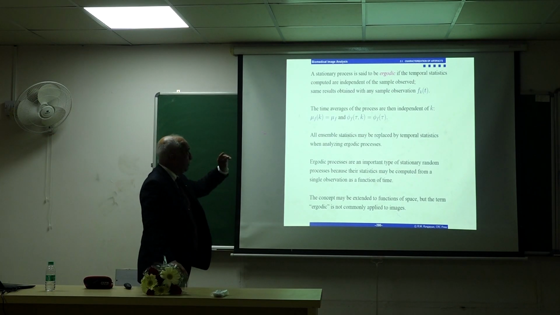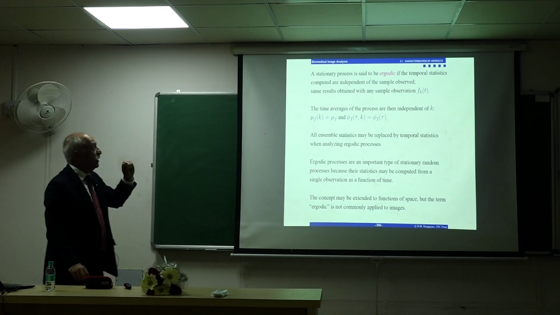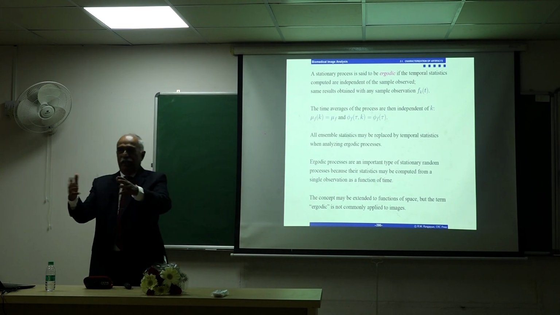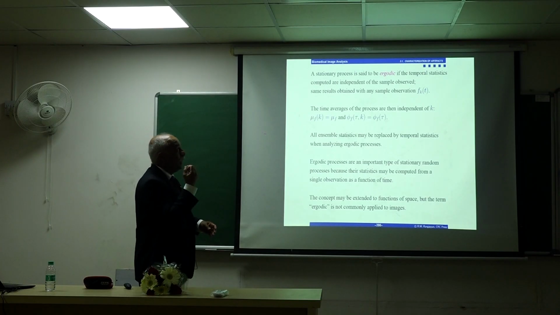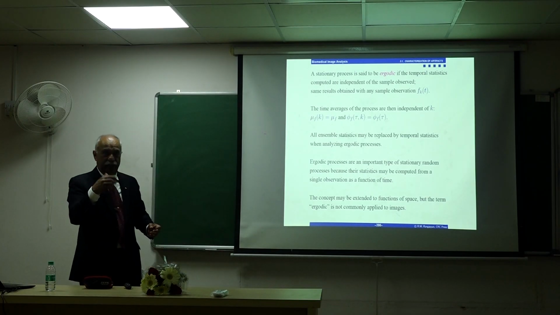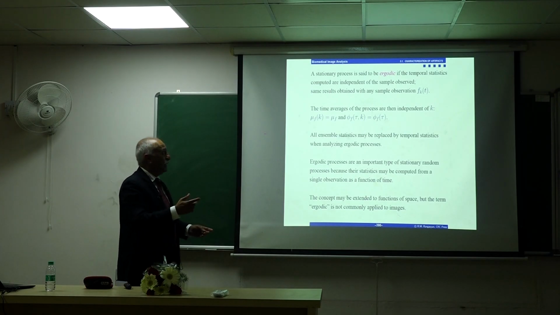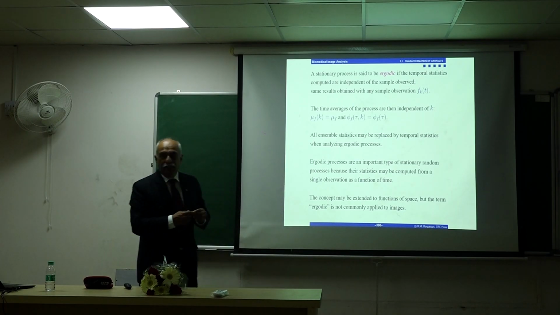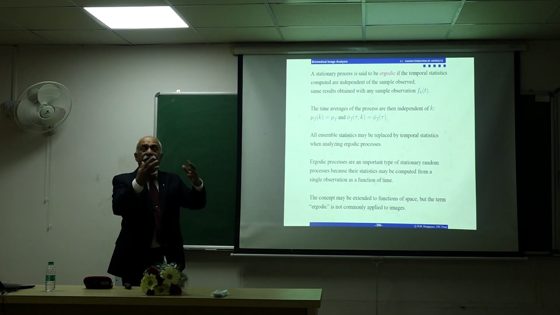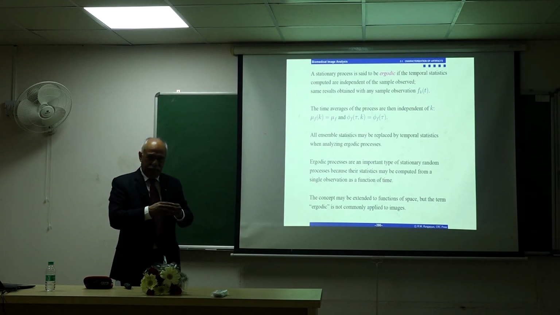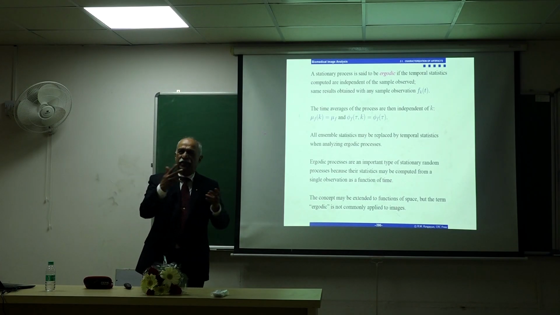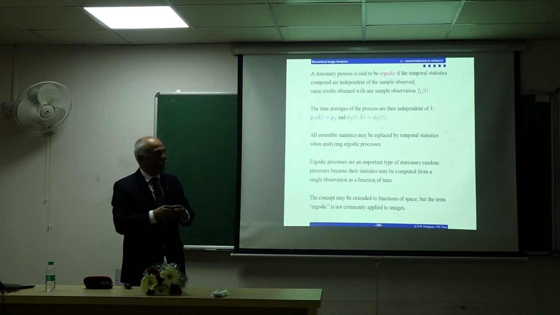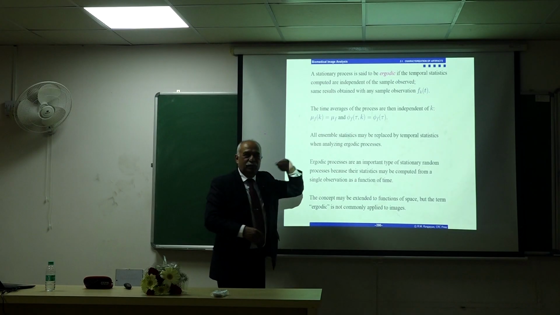A stationary process is said to be ergodic if the temporal statistics computed are independent of the sample observed. I take one signal here, another signal there, another signal at some other time, and if the statistics are the same from each one, then the process is said to be ergodic, and then you can use the time averages instead of the ensemble averages. Collecting an ensemble of signals takes time, and there could be some expense, and there are issues with patient movement and so on. So if you can do temporal averages with one signal, it's simpler. For that, you have to make the assumption of ergodicity.